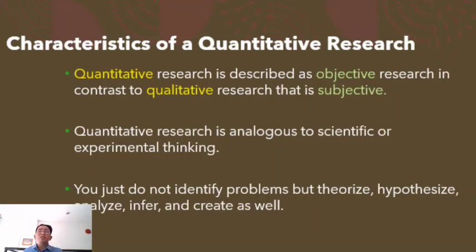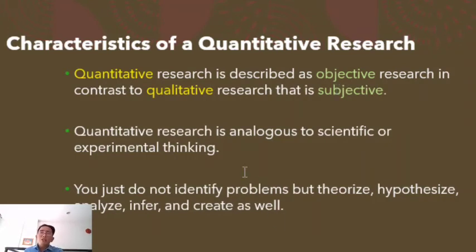Quantitative research, okay, so let's go to some of the characteristics. Quantitative research is described as objective research in contrast to qualitative research that is subjective, okay? So subjective in qualitative research, because you give your own opinion, okay? That is just basically what it means. Objective in quantitative research, because of course you don't give your own opinion.